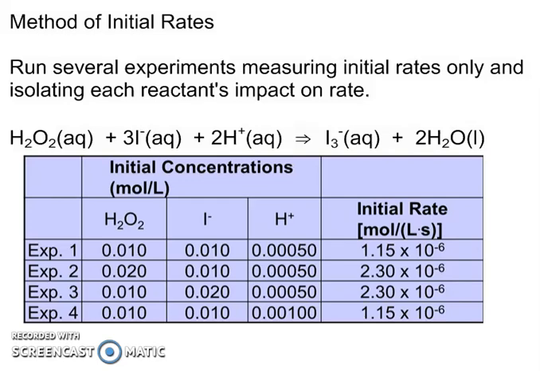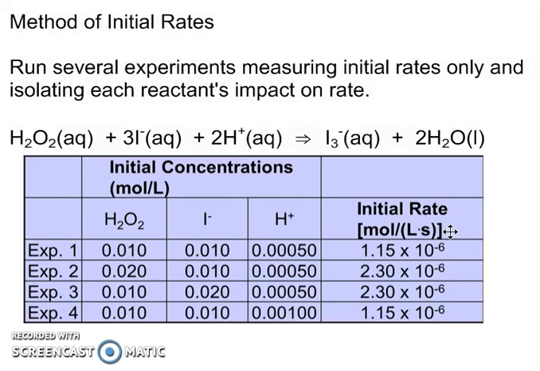All right, so let's talk about how to use method of initial rates to determine the rate law for a chemical reaction. So we have set up 4 different experiments. Each experiment has determined its initial concentrations for each of the 3 reactants. And then we have data where we have measured the initial rate, presumably of products.